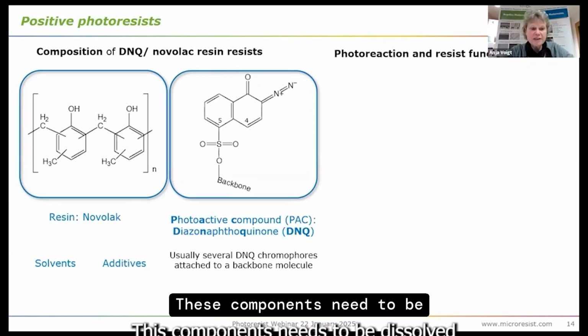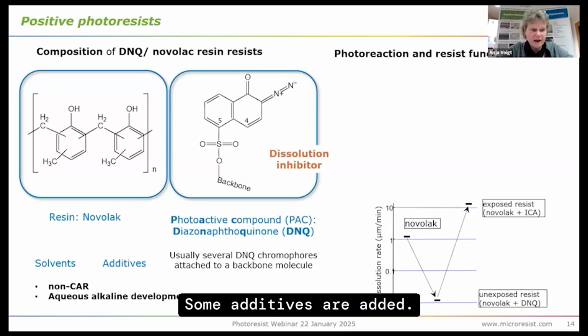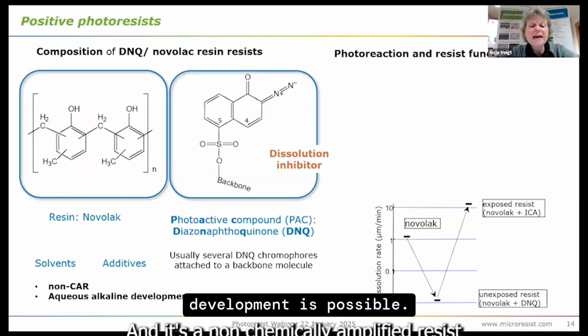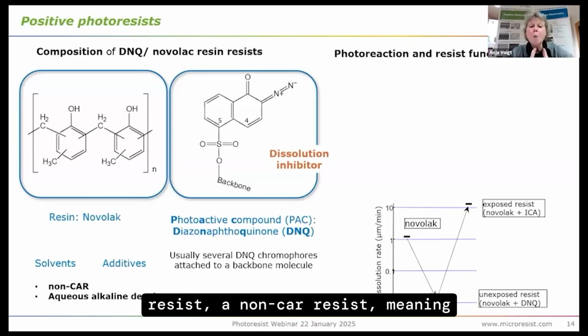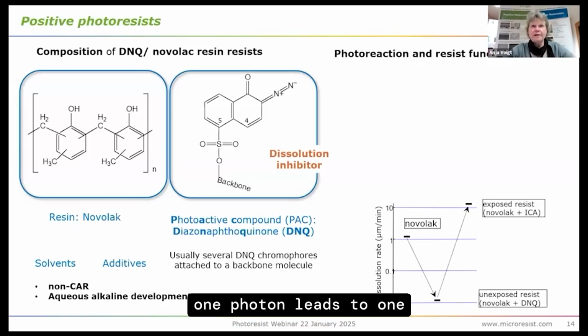These components need to be dissolved in a solvent. Some additives are added. Aqueous alkaline development is possible, and it's a non-chemically amplified resist, a non-CAR resist, meaning one photon leads to one photochemical reaction.